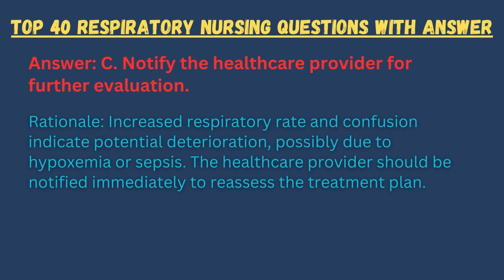Answer: C. Notify the healthcare provider for further evaluation. Rationale: increased respiratory rate and confusion indicate potential deterioration, possibly due to hypoxemia or sepsis. The healthcare provider should be notified immediately to reassess the treatment plan.